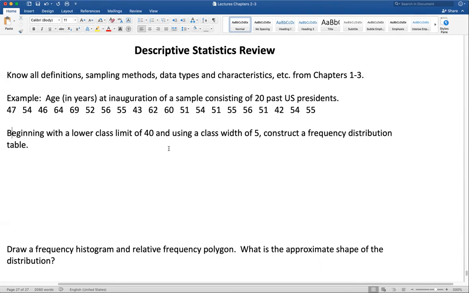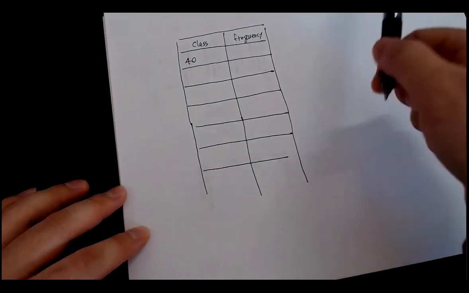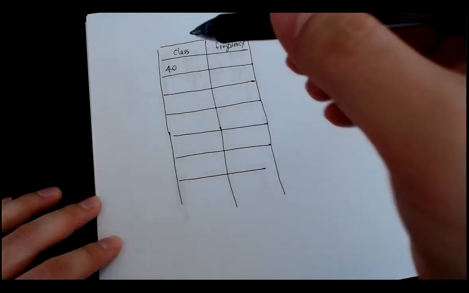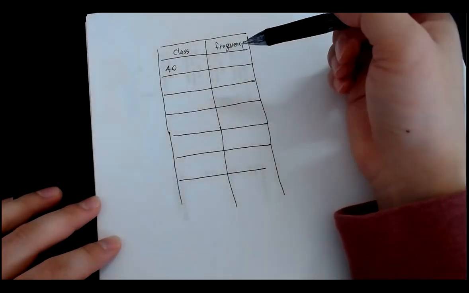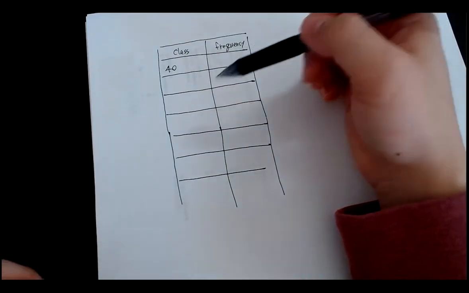By the way, what is a frequency distribution? A frequency distribution is nothing but a table consisting of two columns. The first column is the class, a range of data values for each row, and the second column is filled with the number of data values that belong to that class. All right, so here I just drew the table like this, with two columns, class and frequency.